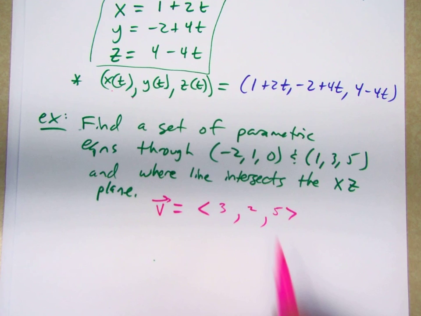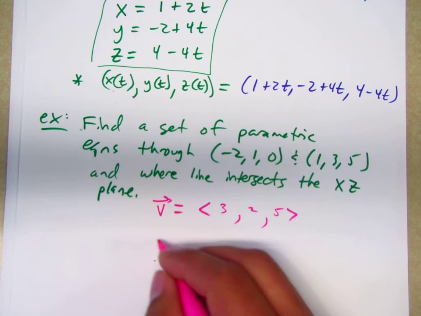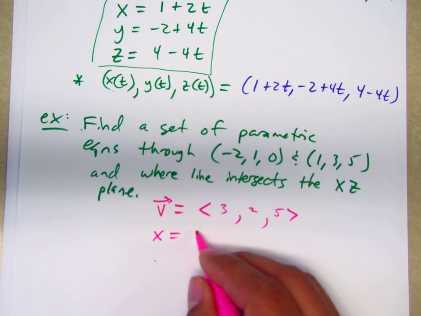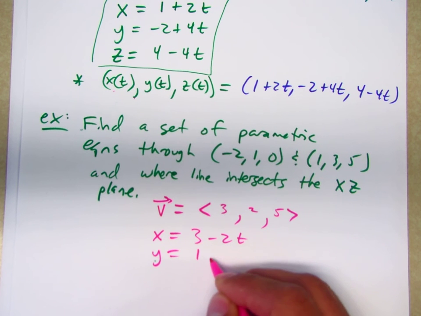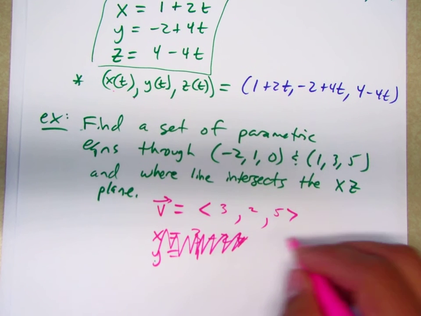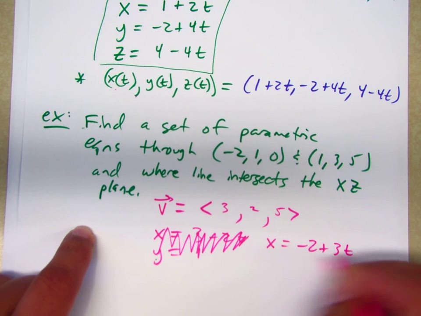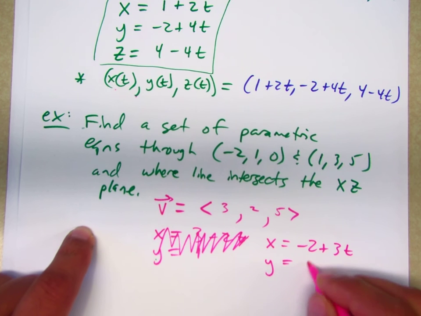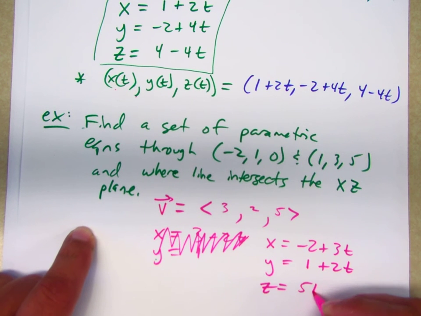And then from there, pick either point. I like that there's a 0 there, so I'm going to go with this one. My equations will be, hold on a sec, I wrote that backwards: negative 2 plus 3t, 1 plus 2t, and then 0 plus 5t.